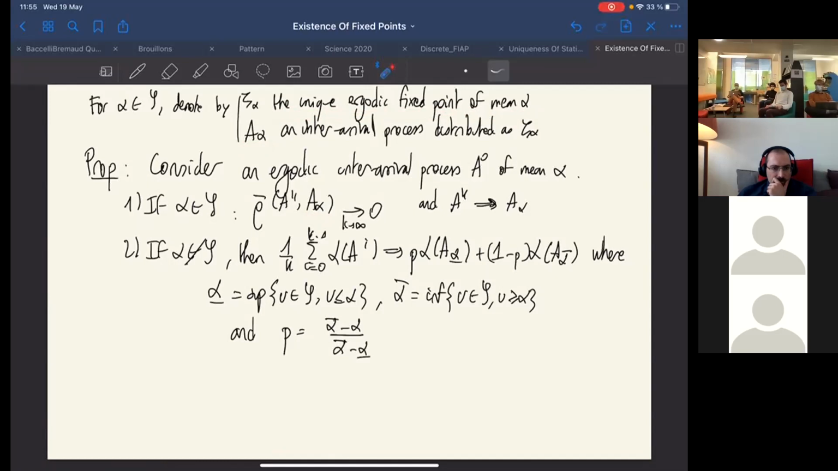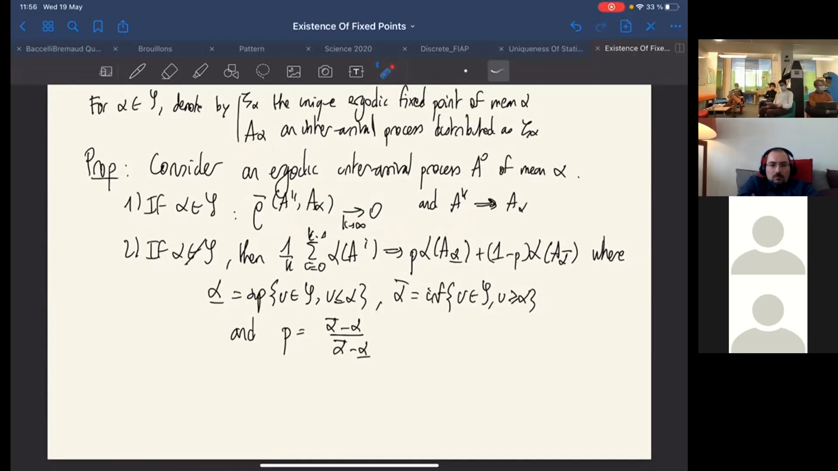And so you have weak convergence of A_k to A alpha, because, I haven't mentioned it, but this distance is stronger than weak convergence. So if this goes to 0, then you have weak convergence, but the reverse isn't true. It's kind of like the Wasserstein distance in this sense as well, because it's stronger than the weak convergence.